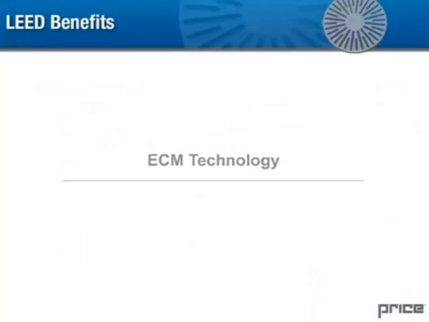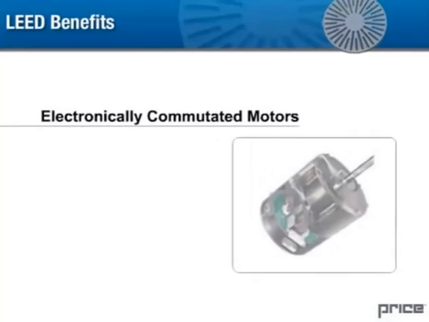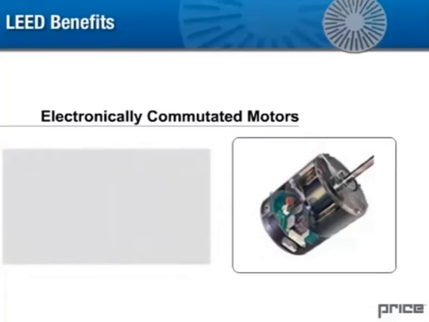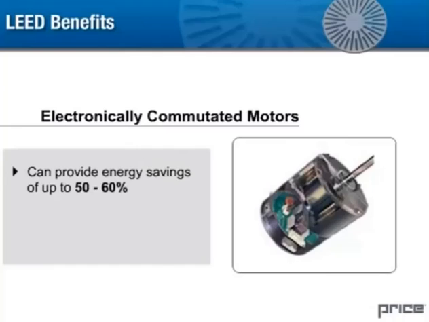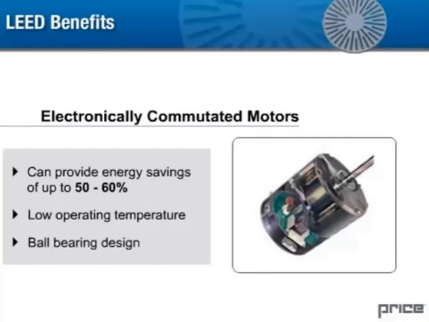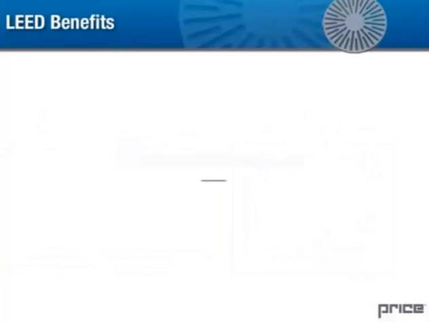ECM technology. UFAD terminals are available with electronically commutated motors, or ECM, which can provide energy savings of up to 50 to 60%. Furthermore, the ECM motor life is extended due to its low operating temperature and ball-bearing design. These combine to offer a great opportunity for LEED points.